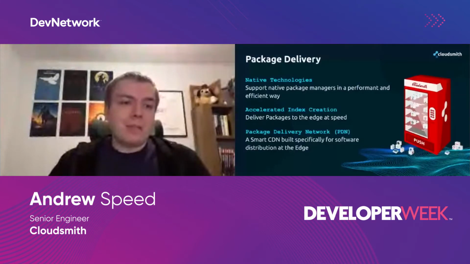Package delivery is then the final point of continuous packaging. It's no good if you can upload packages to a service and then you can't get them to your users. The way we aim to simplify this is by using native technologies and supporting all the package managers you might use for your tooling, such as Maven or Pip or Ruby, for example, or other tools like Debian packages through apt, or maybe RPM packages through yum.